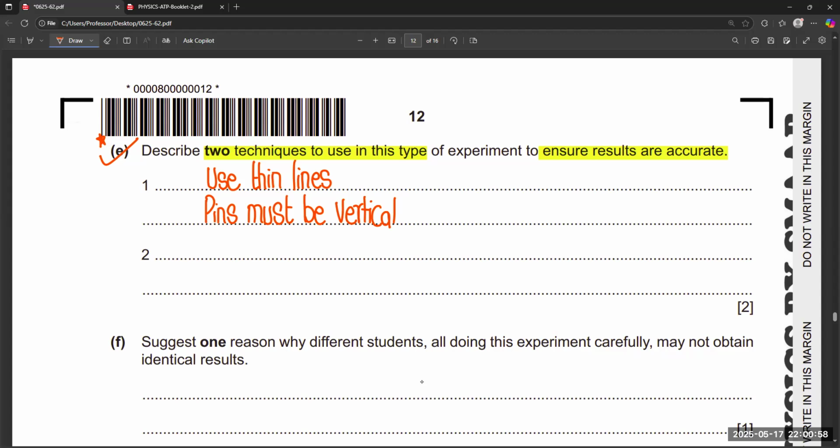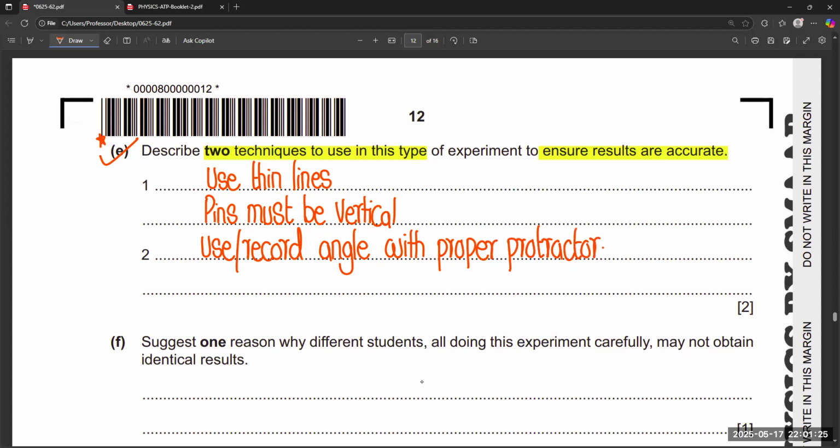And also use or record angle protector, because sometimes we are using a faulty protector, like the marking on the protector is not correct, so we got different errors in the angle.